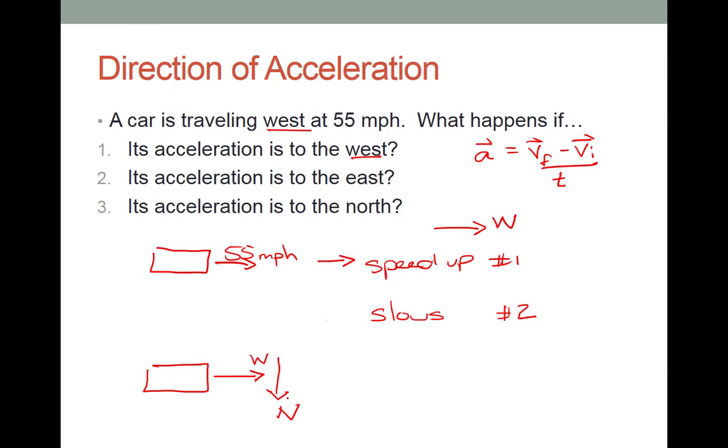What's that going to do? Well, the velocity initially is to the west, the acceleration is to the north. That's going to cause the velocity to change direction. So in this case, for number 3, it changes direction, or in other words, it turns. So the word acceleration in this case means that you could increase your velocity, you could decrease your velocity, or you could change direction. Okay.